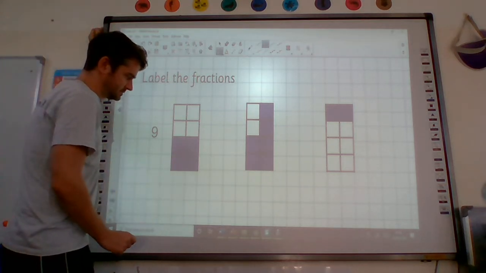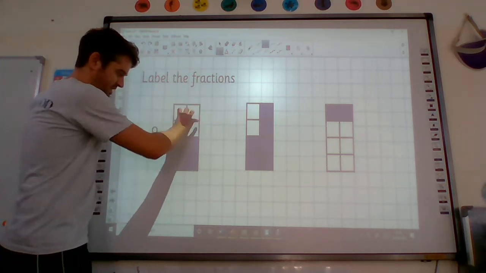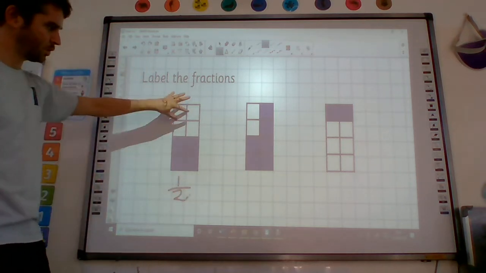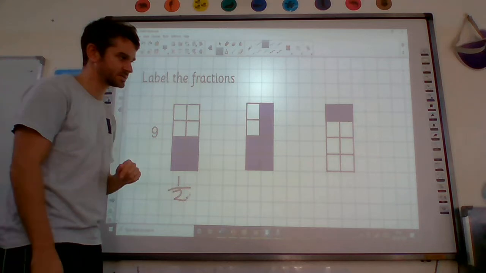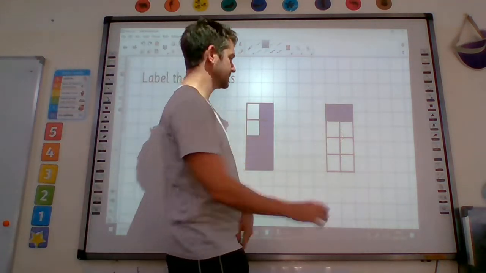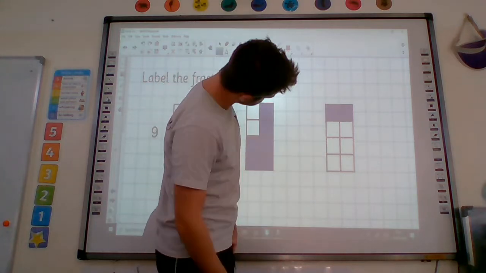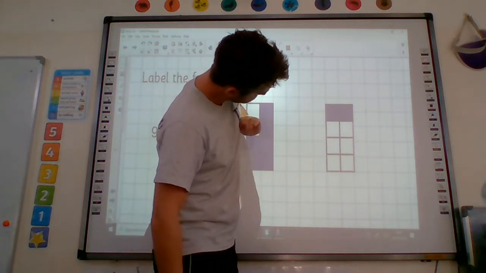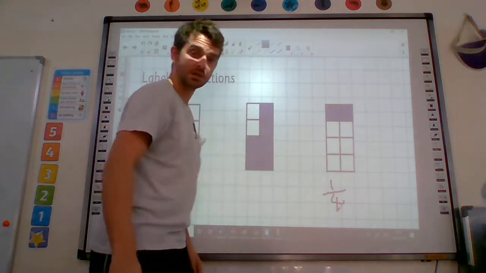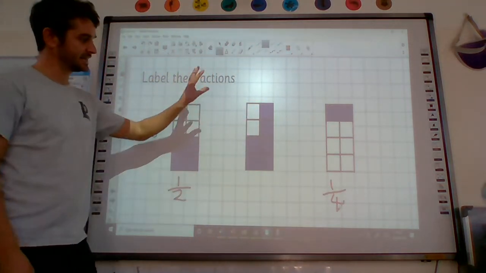Okay, this one here, I can see the white bit and the blue bit are the same, equal parts, half. 1 out of 2 of these equal parts is coloured in. This one here, a bit trickier, going to come back to it. This one here, not sure, turn on the side. Yeah, it's in 4 equal groups and I've coloured 1 in, 1 out of 4. 1/4.